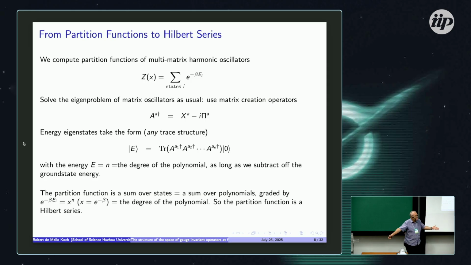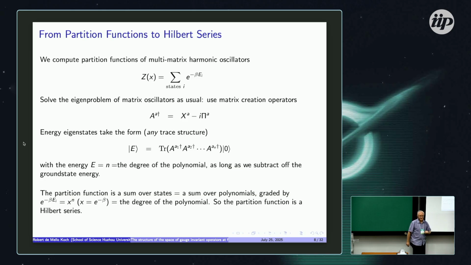Well, I'm going to do it like I solve any oscillator, with creation operators. So here are my creation operators. What is an eigenstate? I multiply the creation operators. I need to take a trace to get a gauge invariant state, but that's how all of the eigenstates look. This is a little misleading. I've written a single trace here. It doesn't have to be a single trace. It could be a double trace, triple trace, any multi-trace structure acting on the vacuum.